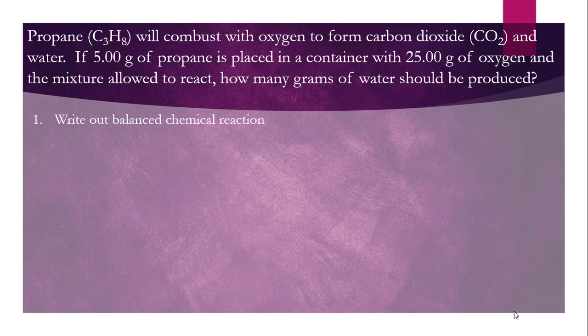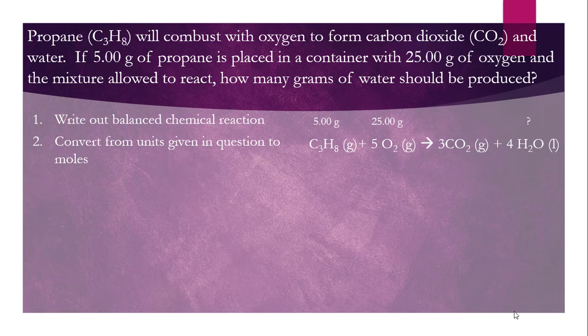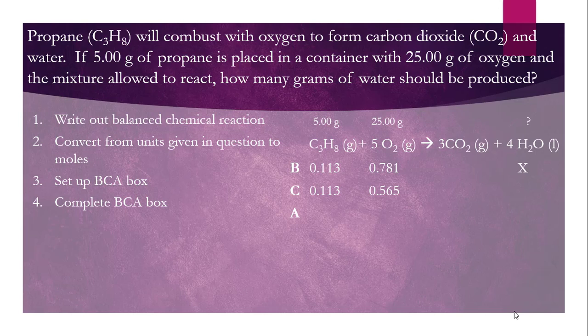How did we get that answer? We started by writing out the balanced chemical equation, and I did my usual notation. I then took my grams and converted them to moles, utilizing moles times molecular weight equals grams, or moles equals grams divided by molecular weight, and I start with these values. I set up my BCA box, then I began to complete my BCA box. I'm going to use 0.113 moles of the propane as my if, so I need 0.565 moles of oxygen.